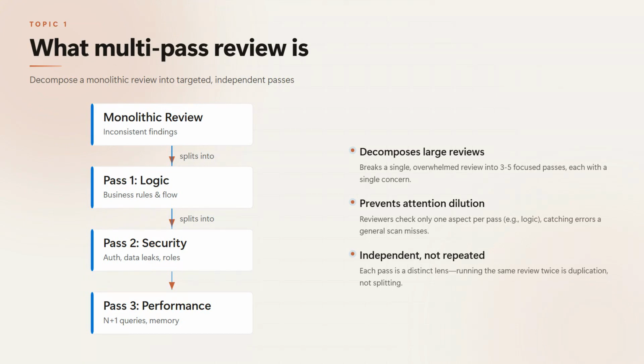The distinction people get wrong is thinking that a bigger context window or a more powerful model can replace this structure. It cannot, because the problem is attention, not capacity.